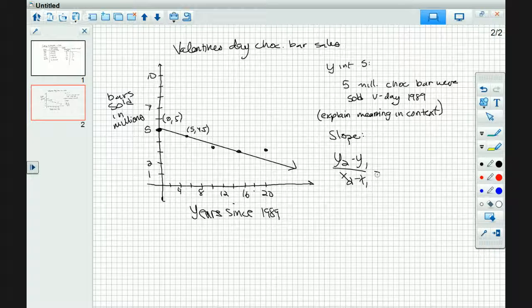So 4.5 minus 5, and 5 minus 0. So might actually get negative 0.1. You can use different points to get a slightly different slope, but they're close enough, right? Because this is a model and it's an approximation. Okay, so what's our equation?